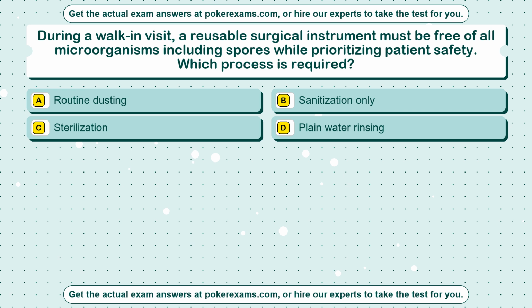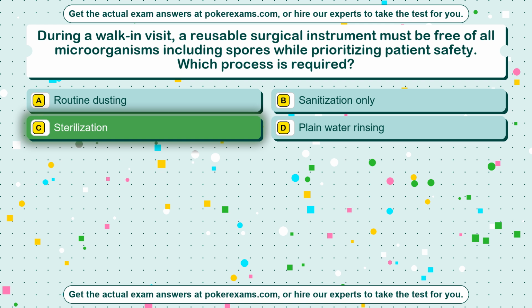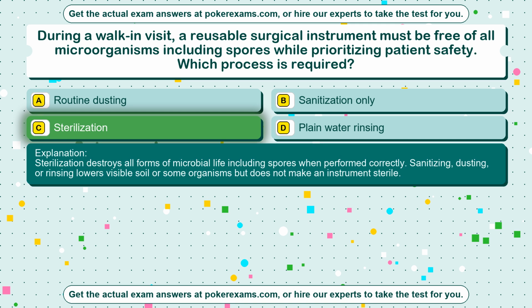Option A, routine dusting. Option B, sanitization only. Option C, sterilization. Option D, plain water rinsing. The correct answer is option C, sterilization. Sterilization destroys all forms of microbial life including spores when performed correctly. Sanitizing, dusting, or rinsing lowers visible soil or some organisms but does not make an instrument sterile.